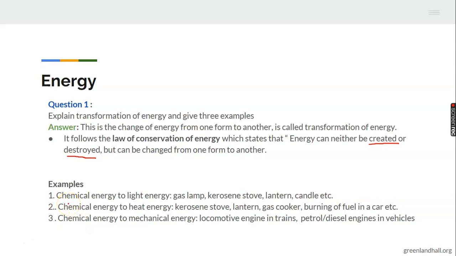So I named three for you: chemical to light, where your kerosene stove has a chemical source and is transformed into light energy, boiling your rice for you. Or you have a lantern, candle, and all that. Chemical energy to heat energy, you have the examples there. Chemical energy to mechanical energy, you have it there too.